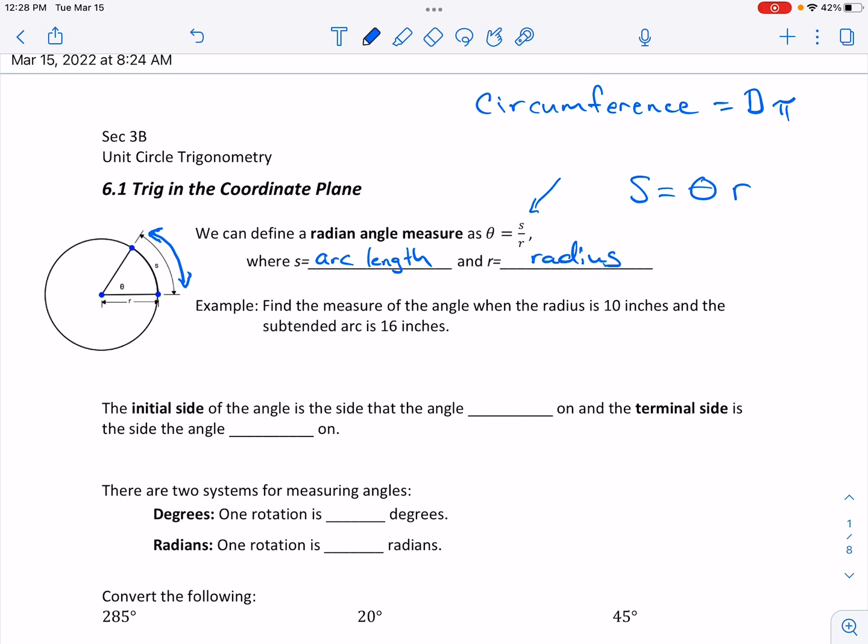So let's see, it says here an example, find the measure of an angle. What is theta, when the radius is 10 inches and the subtended arc is 16 inches? So this is s, this is r, so the angle would equal 16 divided by 10, or about 1.6 radians.